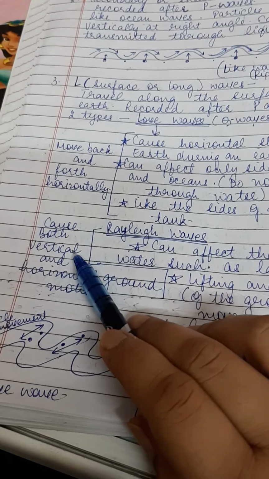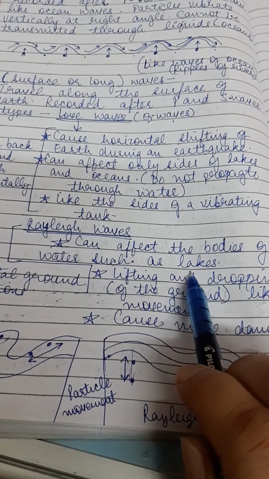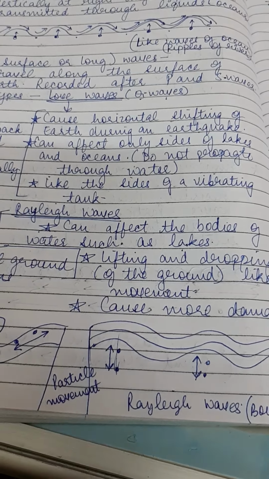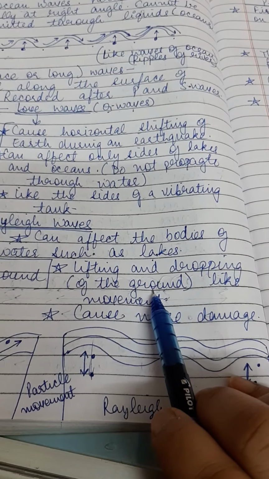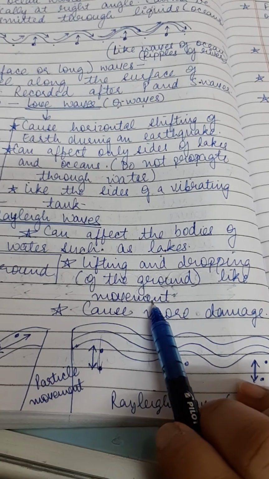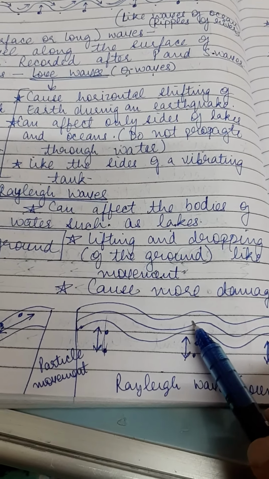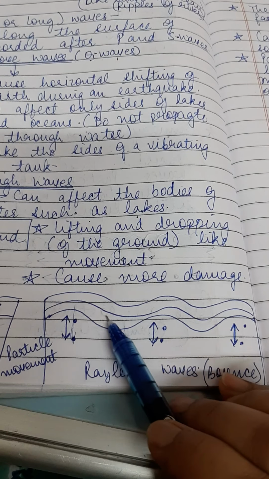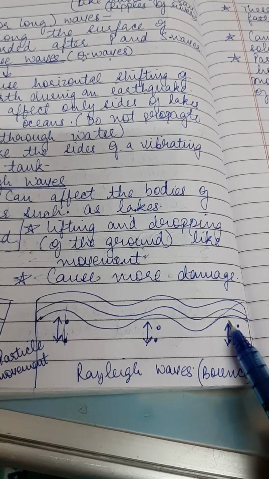Next, Rayleigh waves. They cause both vertical and horizontal motions of the ground. Now they can affect the bodies of water such as lakes. Now these can happen in the liquid form as well. Lifting and dropping of the ground, like the particle here, again 90-degree lifting and then dropping, then lifting and dropping. This is how the Rayleigh waves move, and the particles here lift and drop, and lift and drop with the wave.